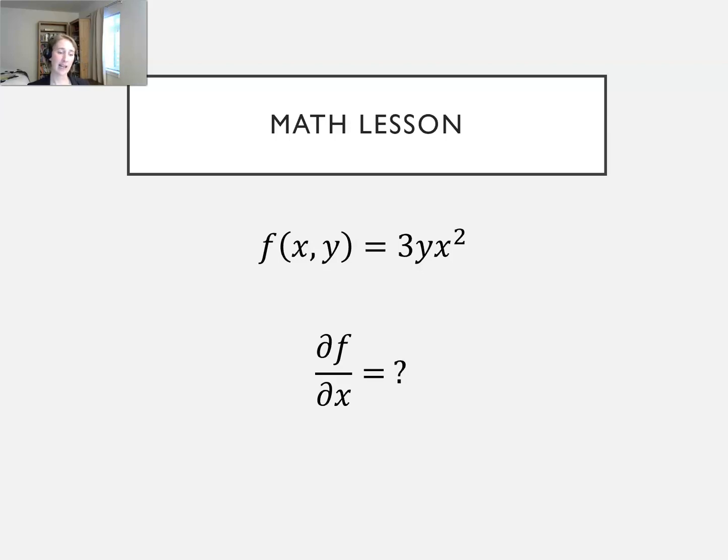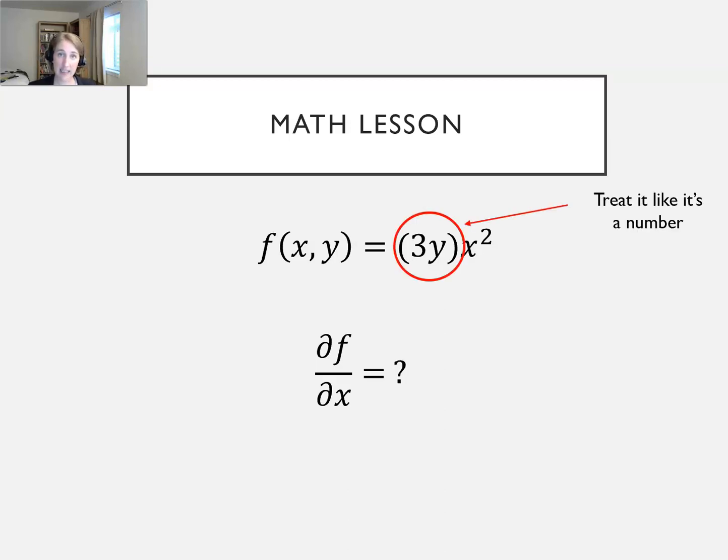Now, what if instead we had f of x and y? And then I asked you, please take the partial derivative of this function with respect to x. Well, it turns out all you have to do is treat that y like it's a number. So I'm going to group it together with the 3 because the 3 is just a number and y is just some number. I don't know what it is. Maybe it's 0, maybe it's a million, maybe it's negative. But it's just a number. So when I take the derivative with respect to x, I treat it just like any other number. Then I do the same thing: you bring the 2 exponent down, multiply it by the 3, subtract 1, and look, there's a partial derivative with respect to x.